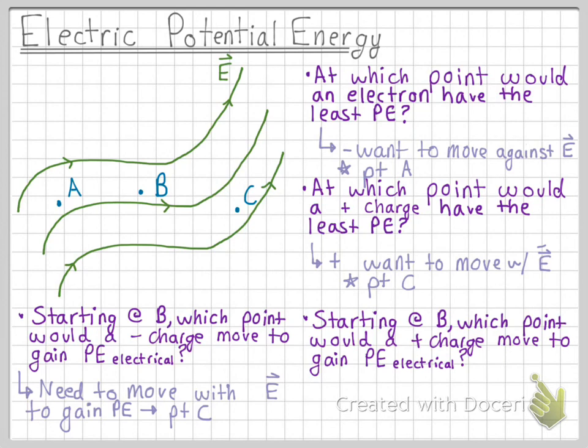And lastly, starting at point B, which point would a positive charge move to gain potential energy? So we know positive charges want to move with the electric field. To gain potential energy, it's going to have to go where it does not want to go, or against the electric field. So that is going to be at point A.